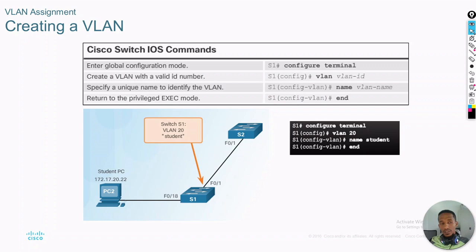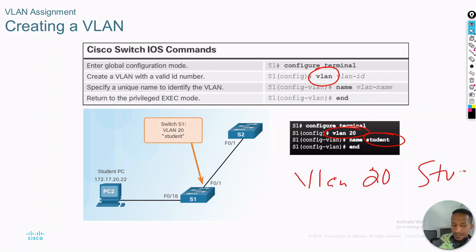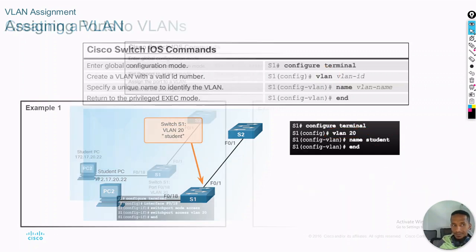So how do we create one? The first step is creating a VLAN. In order to create a VLAN, you need to come to the global configuration mode. In the global configuration mode, you write the VLAN number. You say VLAN 20, then you provide the name for that VLAN. So you can see here, VLAN 20 is student. Student is VLAN 20.